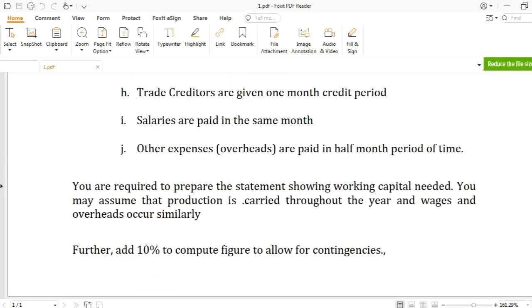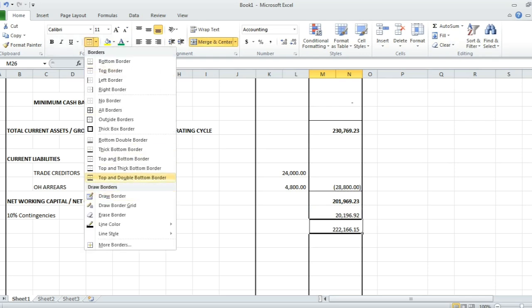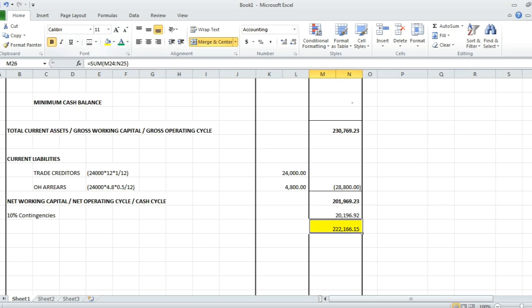Additionally, we have to calculate the 10% contingencies on the net working capital as per the question. So 10% contingencies on the net working capital into 10%, 20,196 rupees 92 cents. So this is the final answer for the question.